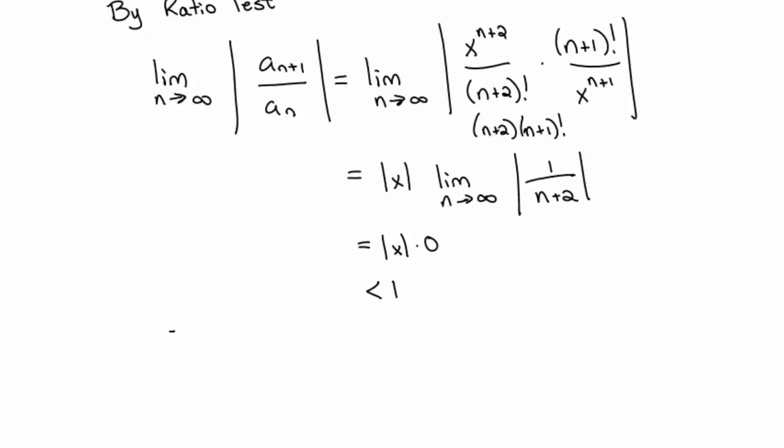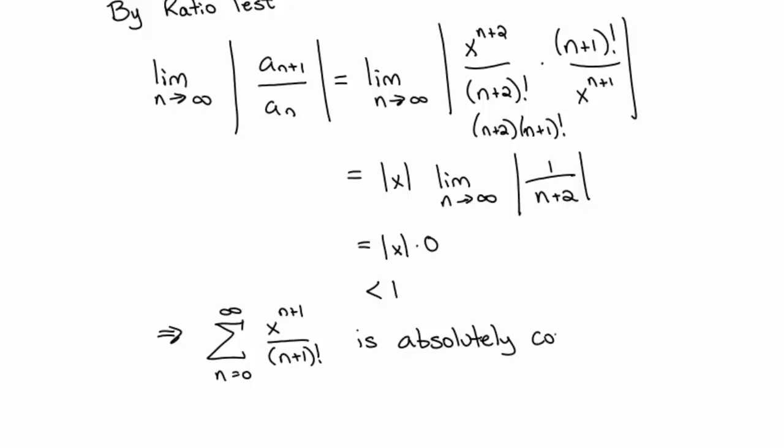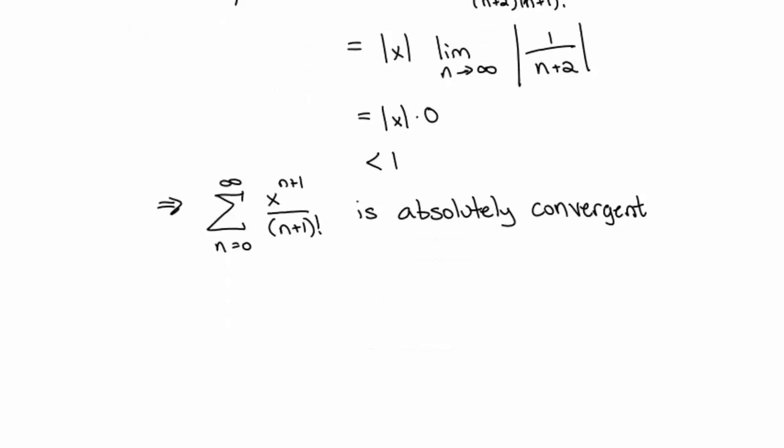And that will imply by the ratio test that the series n equals 0 to infinity of x to the n plus 1 over n plus 1 factorial is not only convergent, but absolutely convergent. And that's important here. It's absolutely convergent. What does that mean, that it's absolutely convergent?